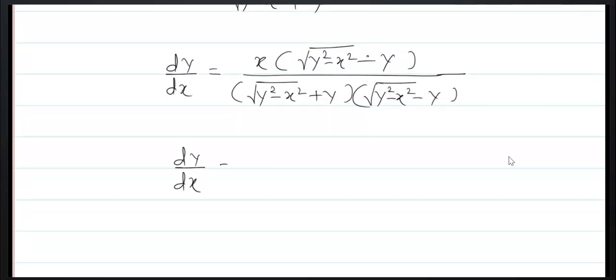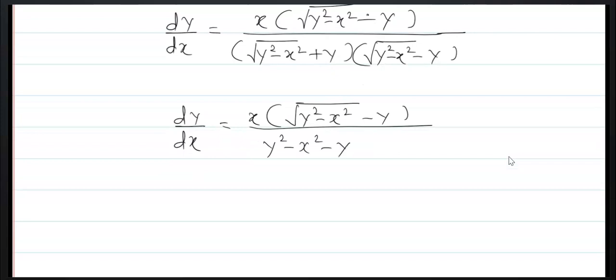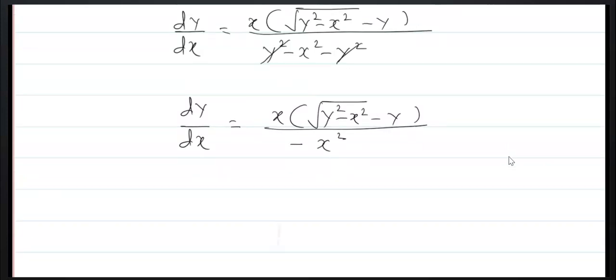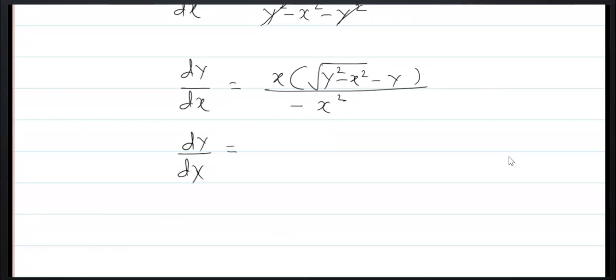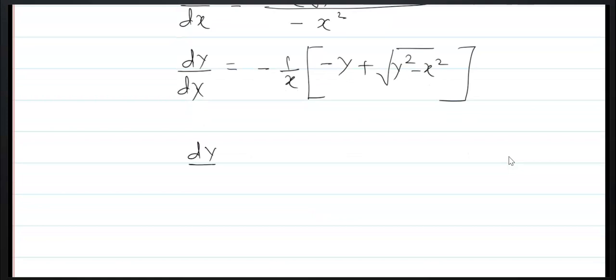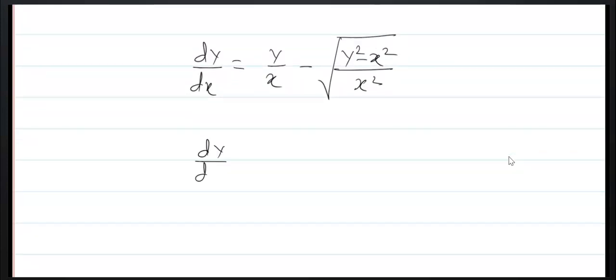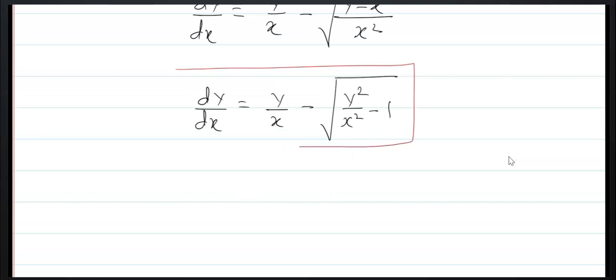Rationalize the denominator, that is, multiply numerator and denominator by root of y square minus x square minus y. Therefore you will get x into root of y square minus x square minus y upon y square minus x square minus y square. Therefore you are getting x into root of y square minus x square minus y upon minus x square. This one x will get cancelled. That is minus 1 upon x, into root of y square minus x square minus y. Therefore dy by dx is equal to y upon x minus root of y square minus x square upon x. That's why dy by dx is equal to y upon x minus root of y square minus x square upon x square. This is the answer that we want to prove.